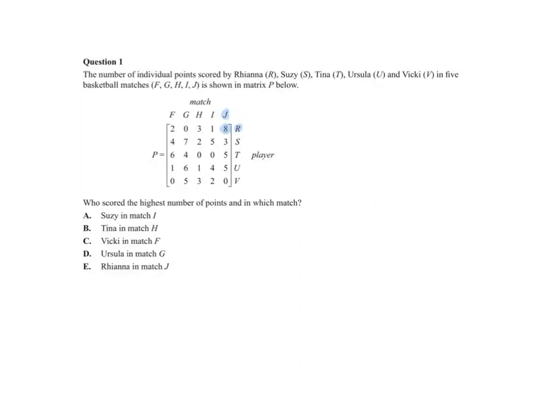R. So the match was between, so the match was the player R, Rihanna, and match J. So there you go. Rihanna, match J. Pretty easy, that one. Okay, question 2.